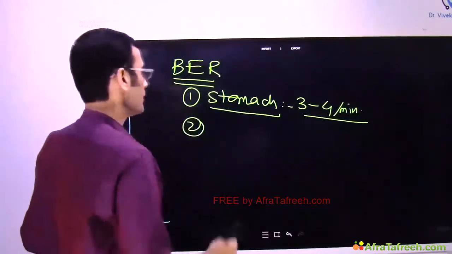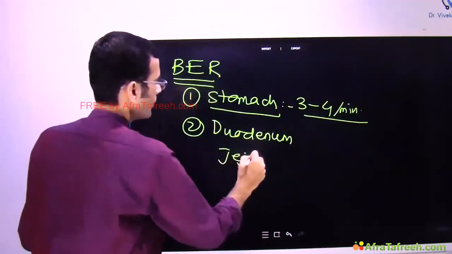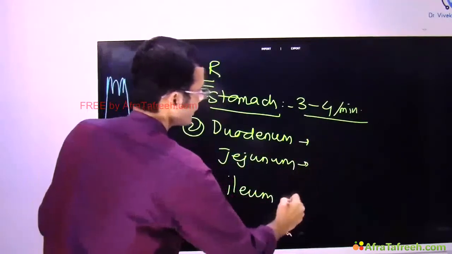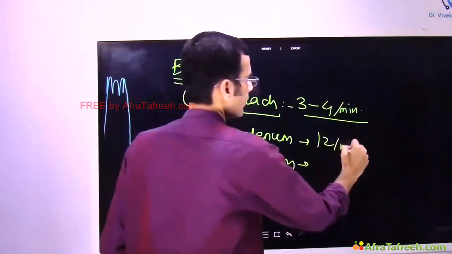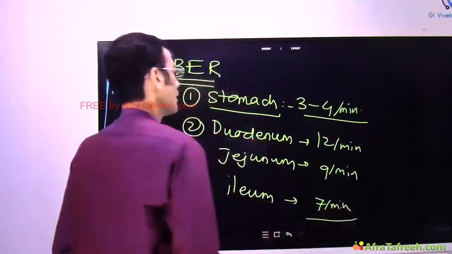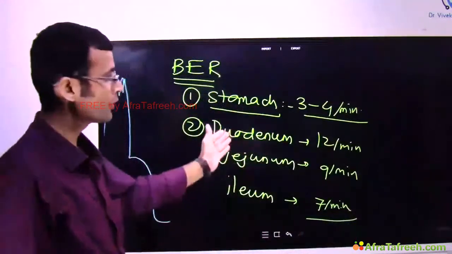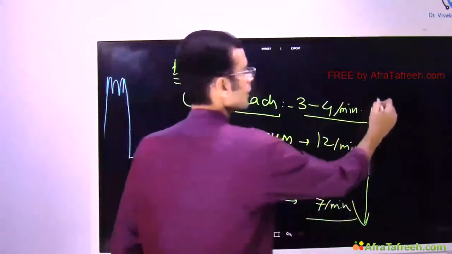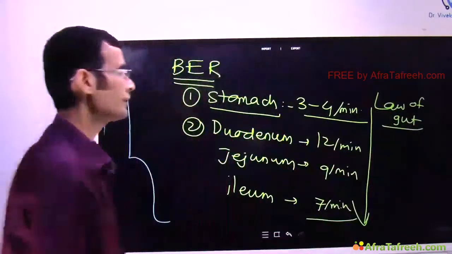Second, small intestine: duodenum, jejunum and ileum. The BER frequency will go on decreasing: 12 per minute, 9 per minute, 7 per minute. And this decrease of BER from duodenum to ileum is responsible for the law of the gut, the law of the intestines.